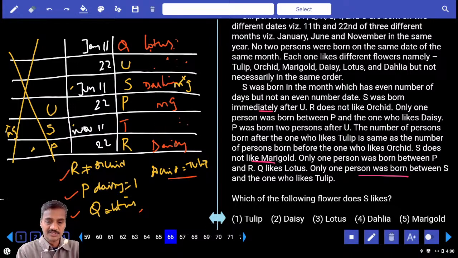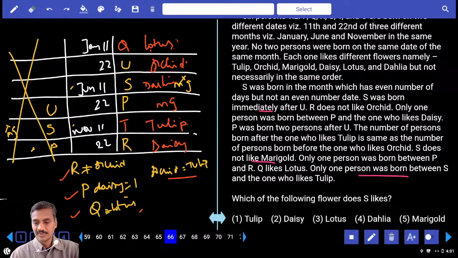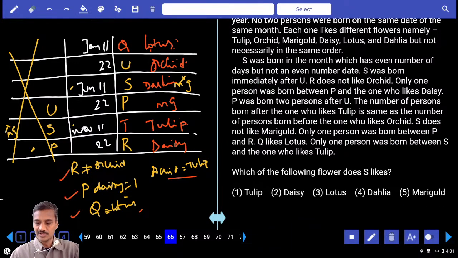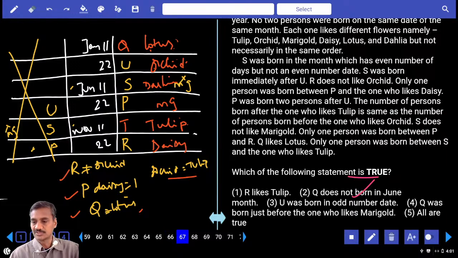Then between S and the tulip, there must be exactly one person. Tulip is here. And if tulip is here, orchid is at this place. Now this is the final arrangement we have. And which of the following flowers does S like? S likes dahlia, that is given in the choices for question number 66.